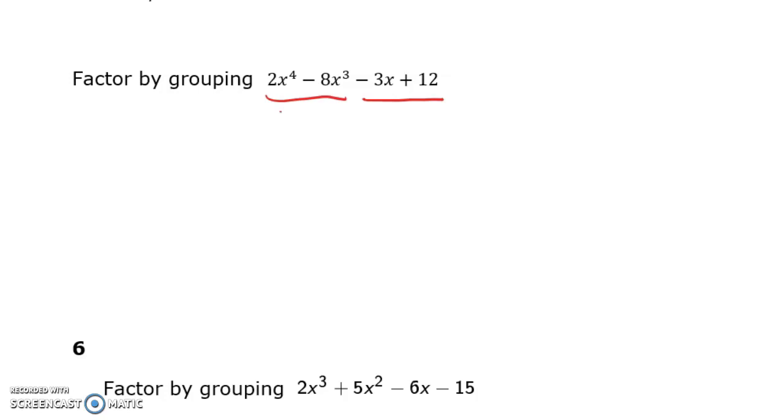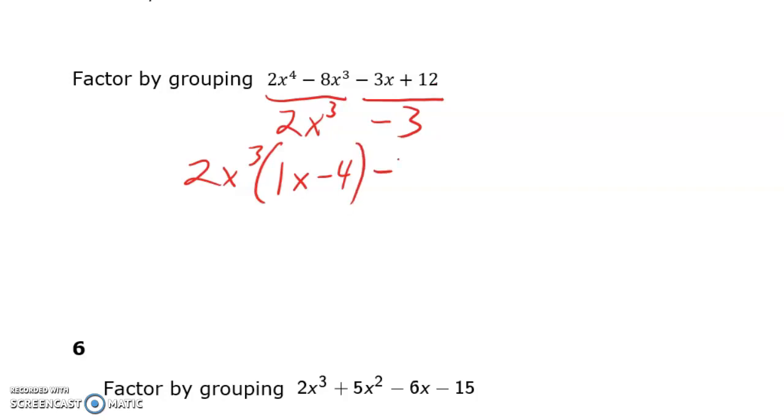So what goes into 2 and 8 is 2. There's an x cubed in both of those. So I'm going to write that there. Remember, we're going to use this sign always, the minus, whatever's here. And then 3 goes into both of those. So we're going to factor that out. So we have 2x cubed. And then 2 divided by 2 is 1. 4 minus 3 is 1. Negative 8 divided by 2 is 4. 3 minus 3, all those go away.